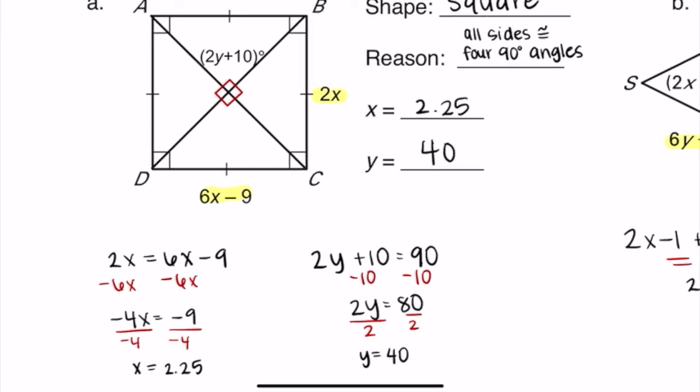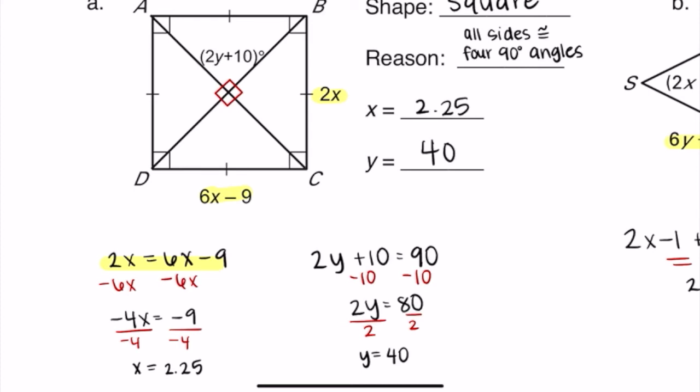Notice that the x's are marked on the sides. So 2x and 6x minus 9 are equal to each other, since all four sides of a square are equal to one another. They're marked that way in the picture. And so right here, I'll set up and solve this equation. I'll minus the 6x from both sides, and then I'll divide both sides by -4. So I get 2.25 as my value for x.